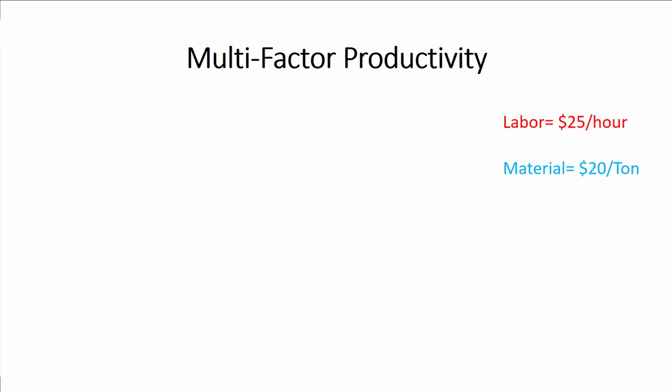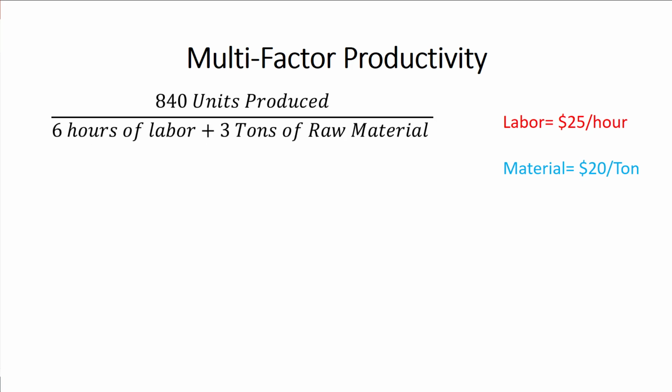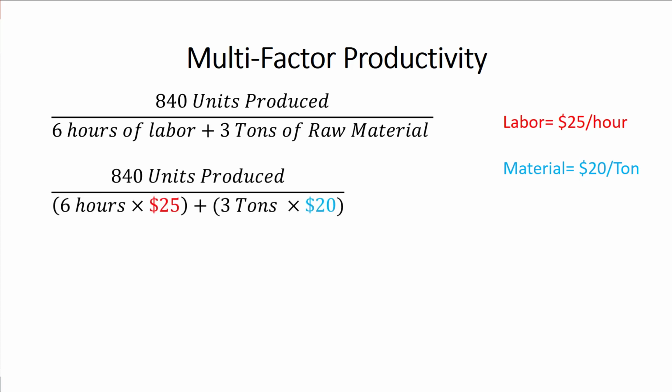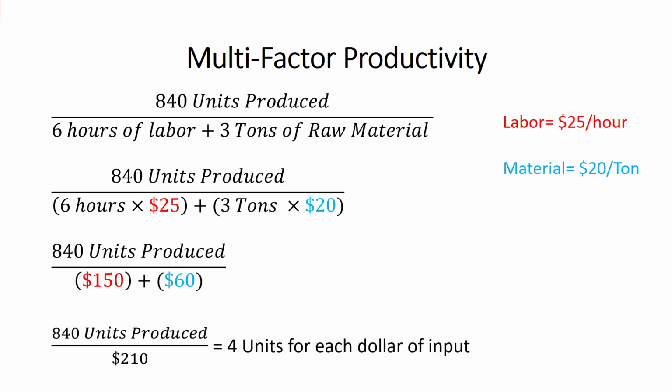So in this instance, we're going to use a labor cost of $25 an hour, and the material we're using is $20 a ton. We produced 840 units. To produce those 840 units, we used 6 hours of labor and 3 tons of raw material. So then we value each of those 6 hours at $25, and each of those 3 tons at $20 a ton. We add those together. We get 840 units produced for $210 of input. So for each dollar of input, we produced 4 units.